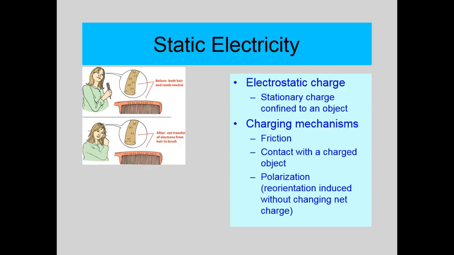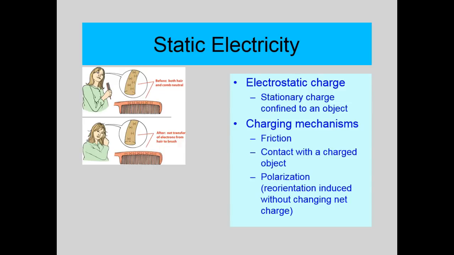Now, what you can do with that comb, since it has extra negative charges, if you had on the table little scraps of paper, you could put the comb near the paper and pick up the paper with it, okay? And we'll see that in a little bit too. Now the paper becomes charged.